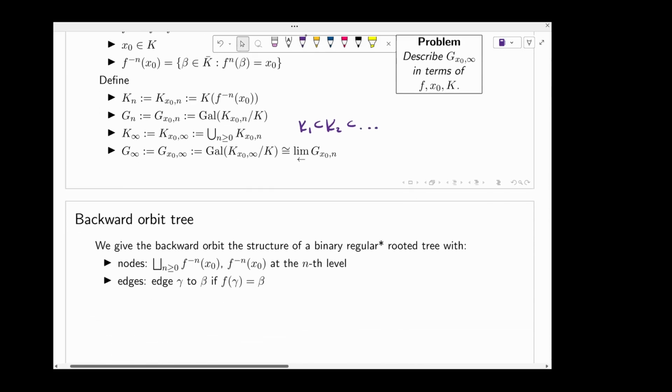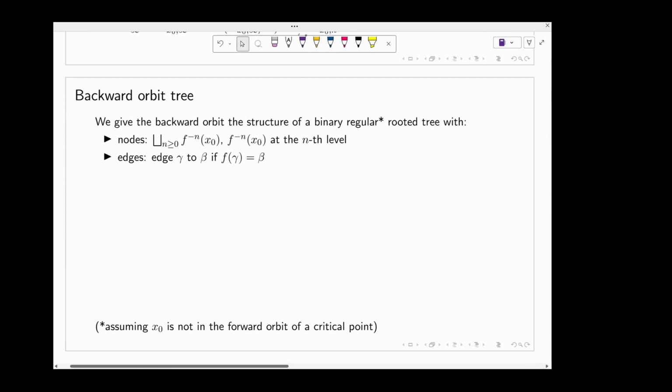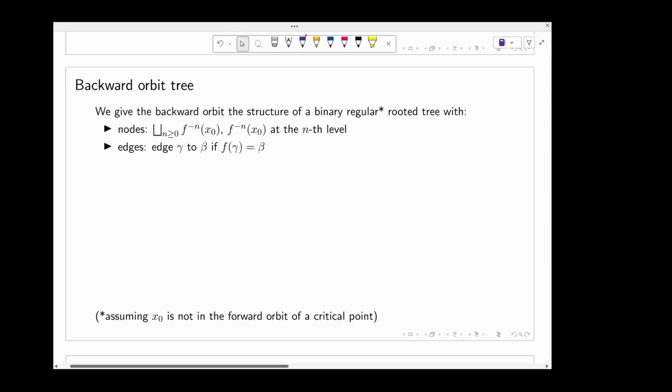Okay, so where does the word arboreal come from? Well, we're going to build a binary tree associated to our backward orbit. Now, I didn't define backward orbit yet, but the backward orbit of x naught is just going to be the union of all of these preimage sets that I defined on the last slide. So I want to build a tree, and the nodes of my tree are going to be the elements of the disjoint union of these preimage sets.